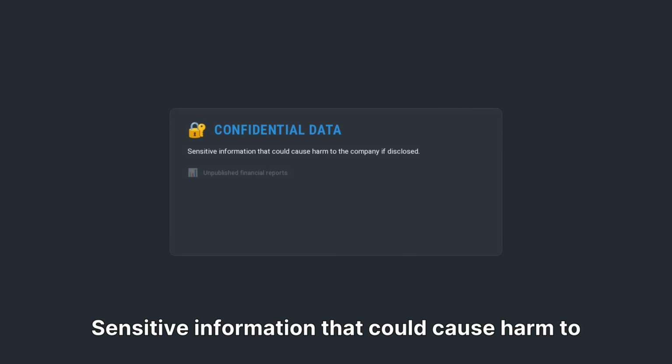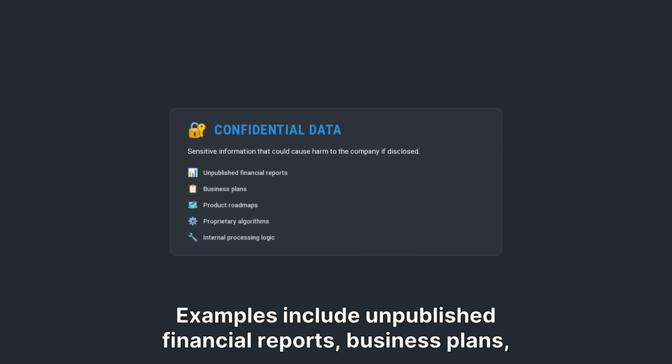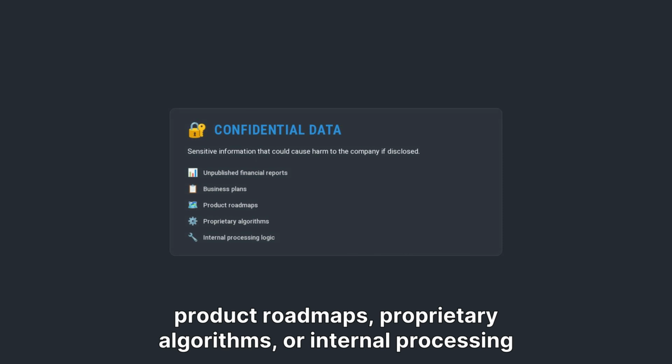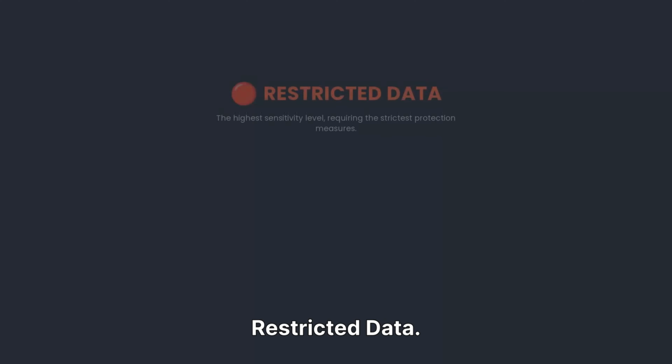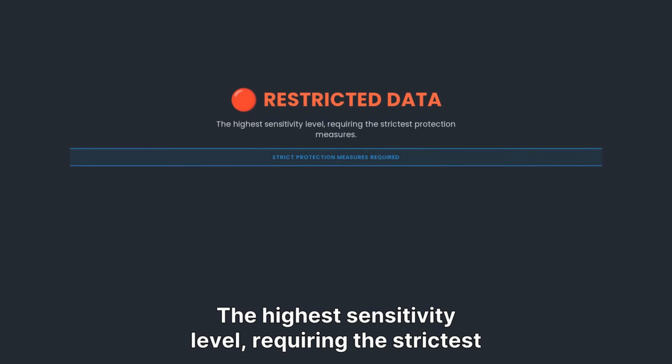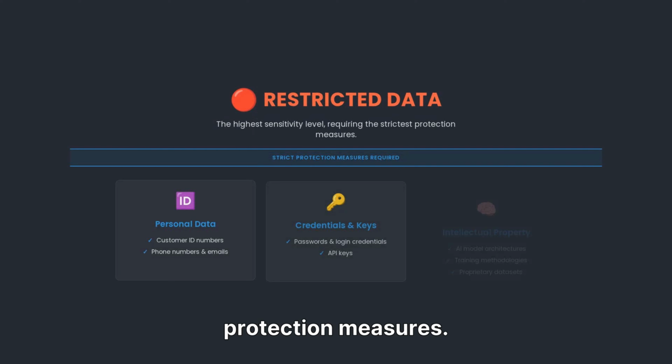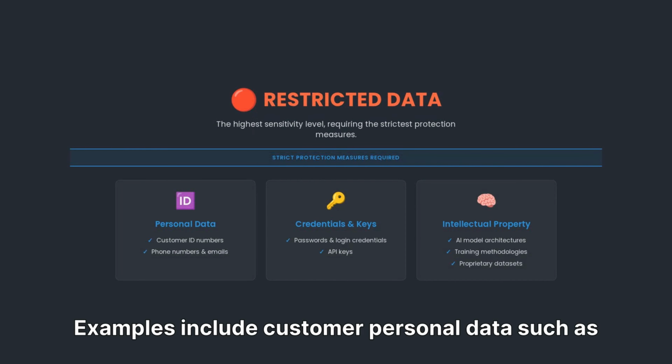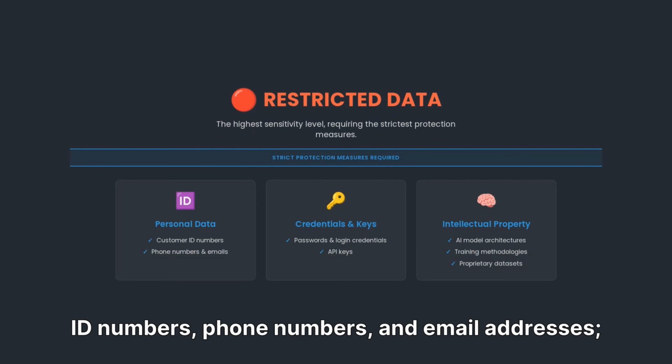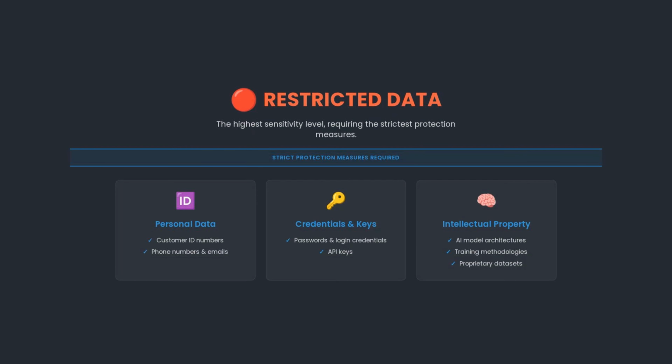Confidential data, sensitive information that could cause harm to the company if disclosed. Examples include unpublished financial reports, business plans, product roadmaps, proprietary algorithms, or internal processing logic. Restricted data, the highest sensitivity level requiring the strictest protection measures. Examples include customer personal data such as ID numbers, phone numbers, and email addresses.